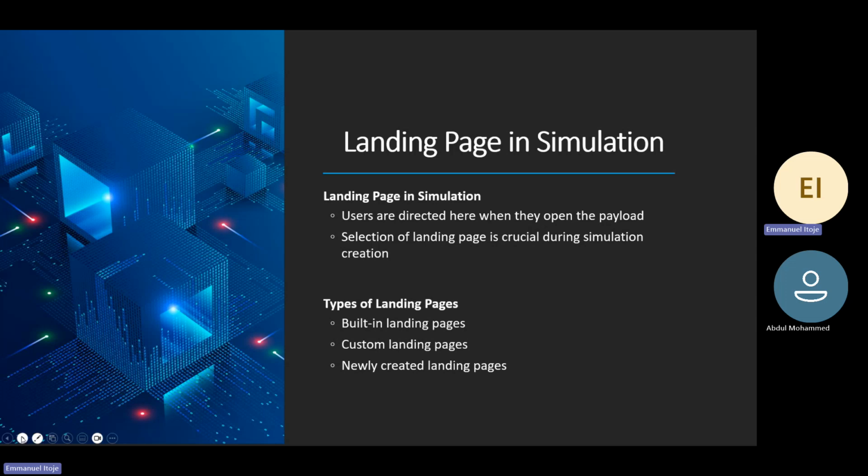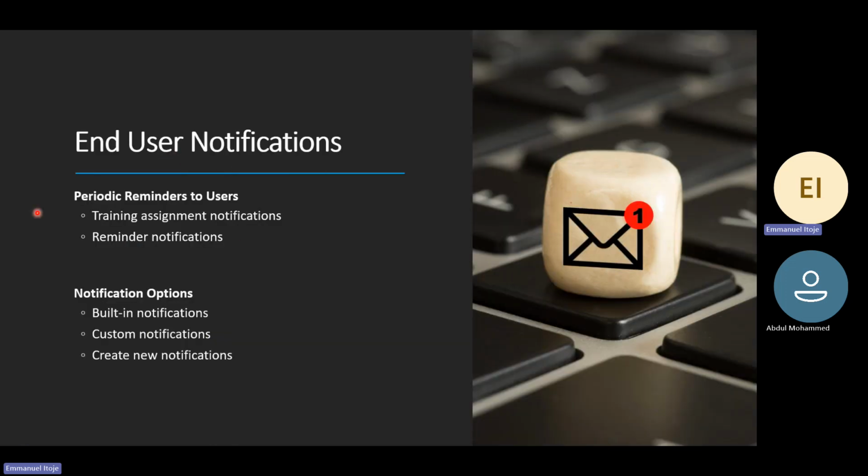Then there's also another page. It's called end user notifications, right? End user notifications in simulation basically send periodic reminders to users. For example, are there any training assignment notifications, or any reminder notifications? Maybe the user has been phished, so there is a need for them to take a training based on the actions they took when phished, right? Clicking on the link, then putting in their credentials. So the end user notification page is where they will get training assignment notifications and also reminder notifications.